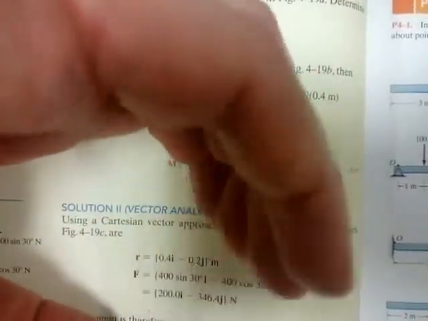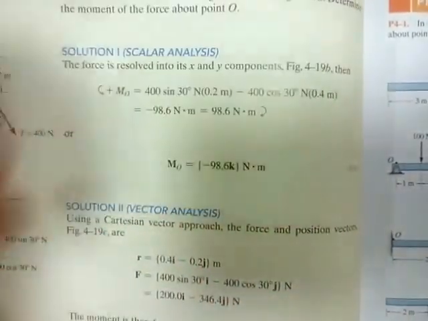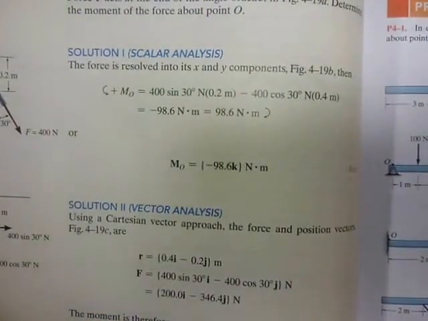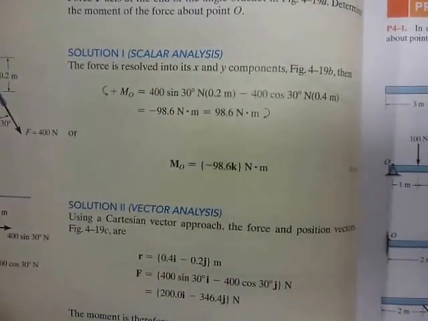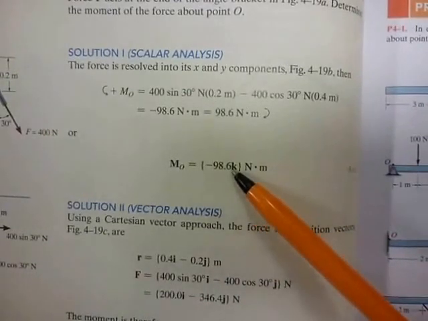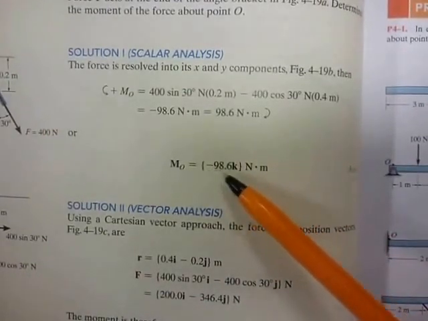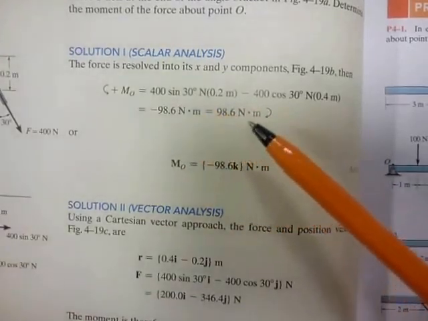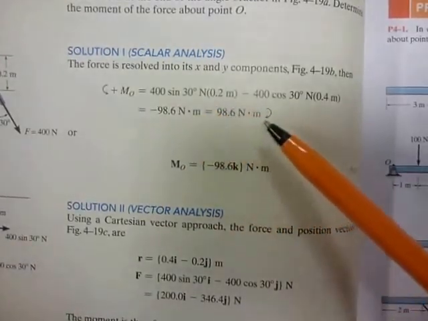They need to curl clockwise, which means my thumb goes into the page. And what does that mean when my thumb goes into the page? It means my thumb is going in the negative k direction. The negative k direction.